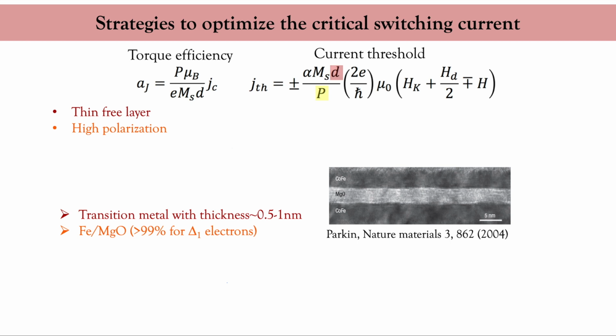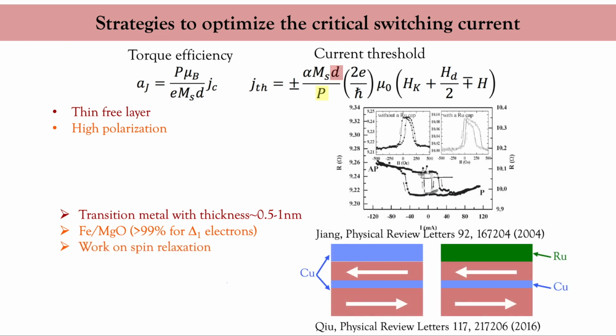adding a capping layer. For instance, you have here the hysteresis loop obtained by Zheng et al. on a magnetic spin valve when the free layer is capped by a thin ruthenium film. You see that the critical current can be massively reduced just by adding this capping layer. To understand that, you can consider the picture right below.